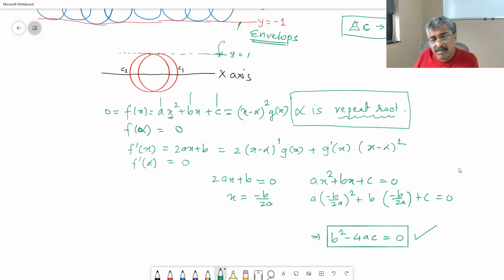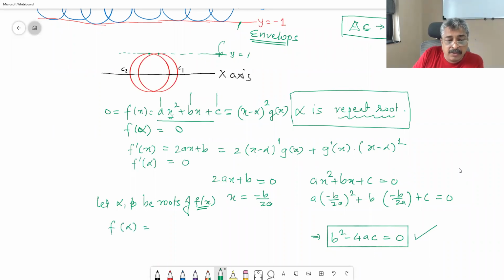Now, this can be achieved one more way by using Rolle's theorem. Let alpha and beta be roots of f of x, and f of x is a quadratic equation. Therefore, f of alpha is equal to f of beta is equal to 0. This is a polynomial, therefore differentiable and continuous between alpha and beta. Suppose alpha and beta are the two roots. Therefore, we can apply Rolle's theorem.